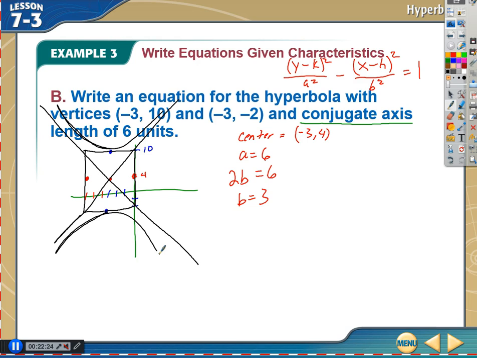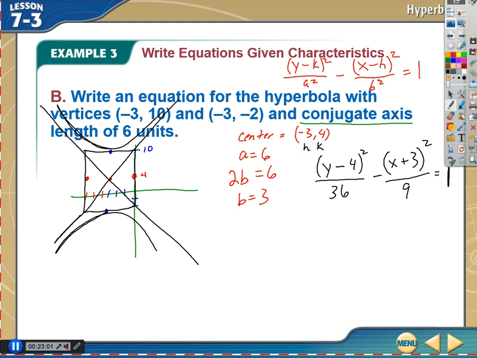Now I need to go ahead and write the formula. Again, here's my center, h, k. It's y minus 4 squared all over a squared. A is 6, so it's 36. Minus x minus h, x minus negative 3, so it'll be plus 3 squared, all over b squared, which is 3 squared, which is 9, equal to 1. And there we go. That's how we do that.